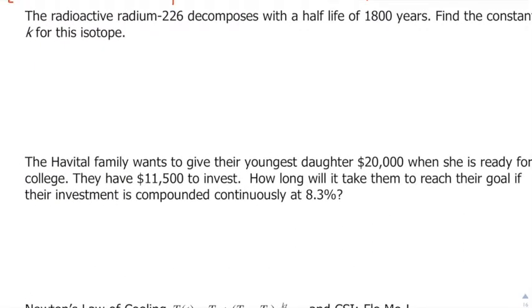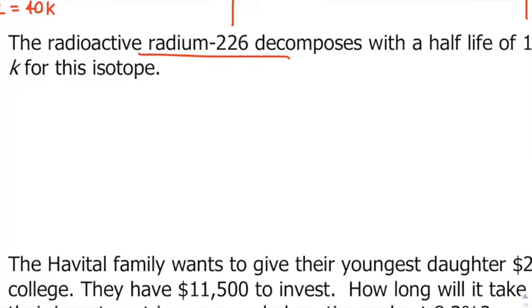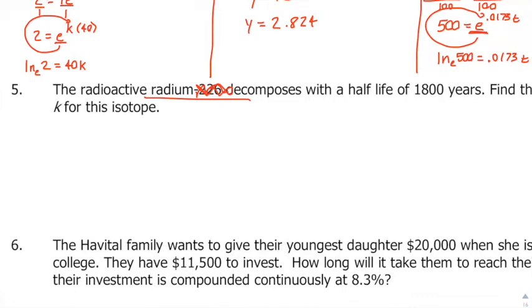So this one here, the radioactive radium-226 decomposes with a half-life of 1800 years. Find the constant K for this isotope. Okay, so sometimes I'll use these weird numbers here, and I forget exactly what they tie to, but it has something to do with the category of whatever the material is. So anyways, it's an irrelevant number. The 226 doesn't mean anything in the problem here. But we know the half-life is 1800 years.